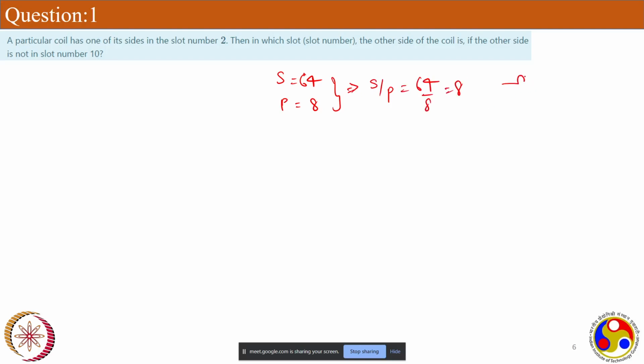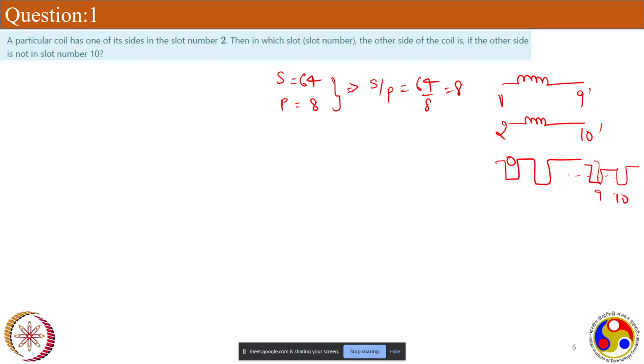It means that, as we discussed in the diagram, if I start coil 1 from slot 1, it will end at the ninth slot because that's a coil span. And if we start coil number 2 at the second slot, it will end at the 10th slot. Now it's in the diagram. If you see, the first slot will end at the 9th slot, and the second will end at the bottom slot, the 10th slot at the lower one. Now this is first one and this is second one.